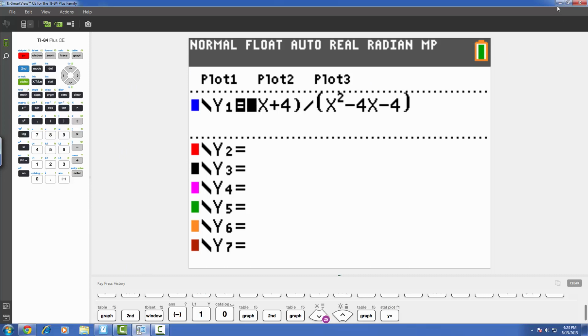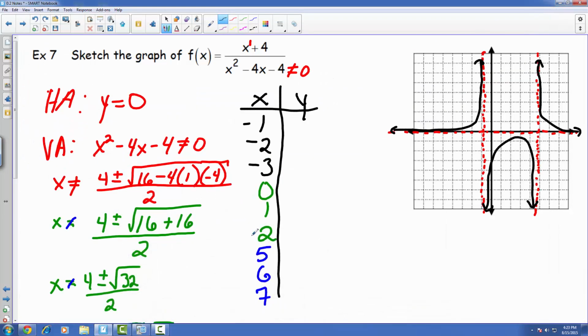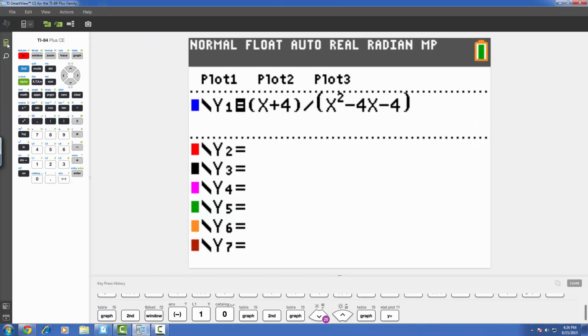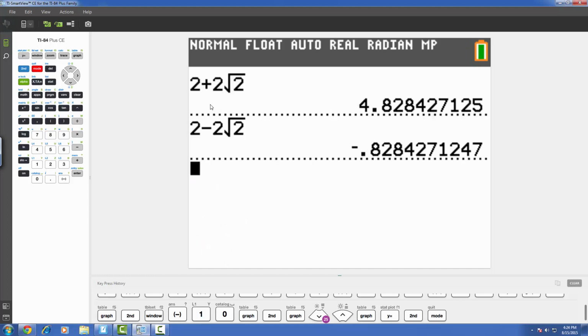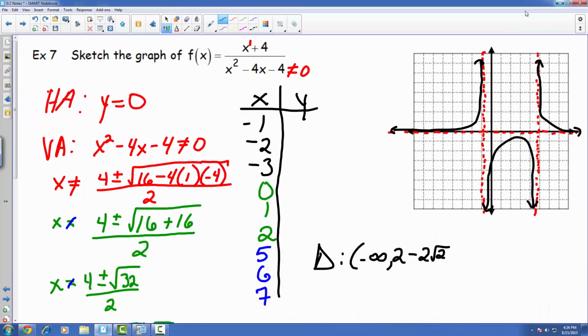Oh, I should probably talk about domain and range. For our domain, we see things going out toward negative infinity, and then approaching this vertical asymptote. This one would have been 2 minus 2 root 2, because in our graphing calculator, we'll get out of here, second quit. That's where we saw that negative 0.8. That was the 2 minus 2 root 2. Can't quite be that, so we have a parenthesis around it.